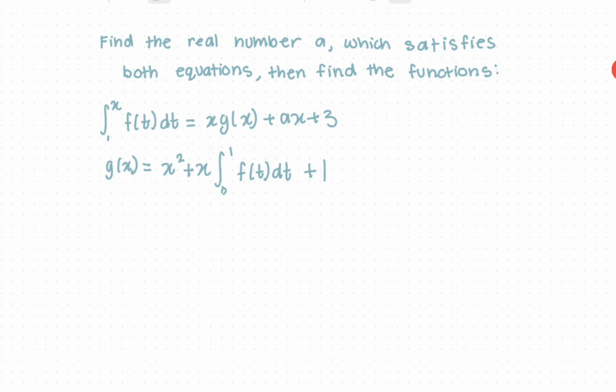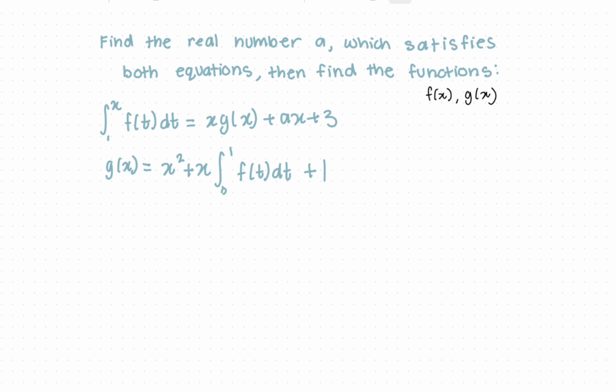Hey guys, so today we're going to be solving this problem, which is: find the real number a, which satisfies both equations, then find the functions. So when it says find the functions, it's basically asking us to find f of x and g of x. So let's read the functions.